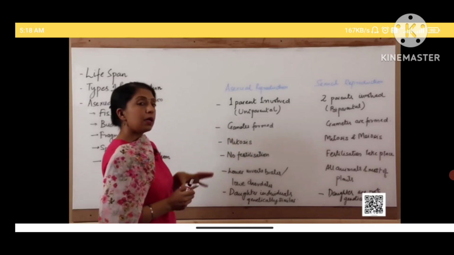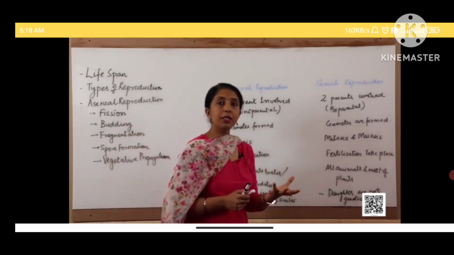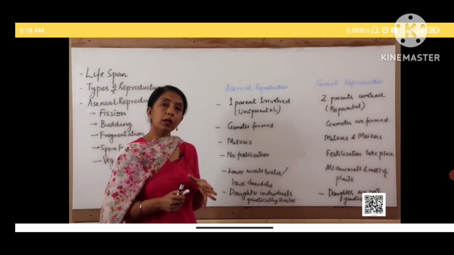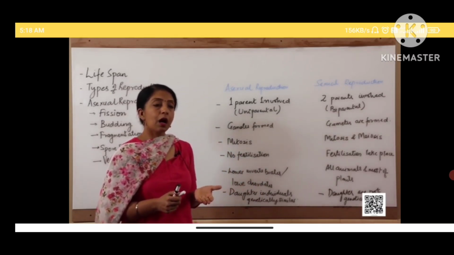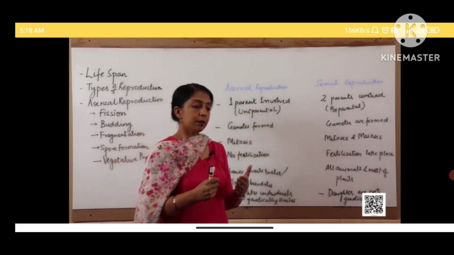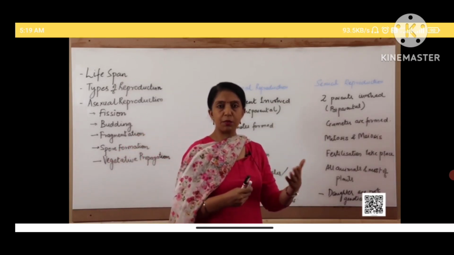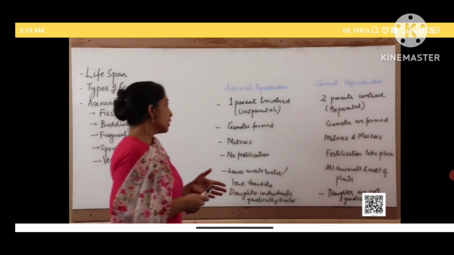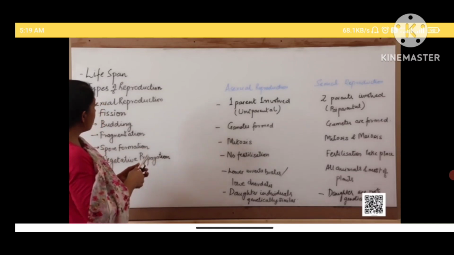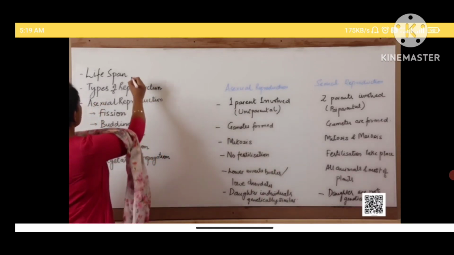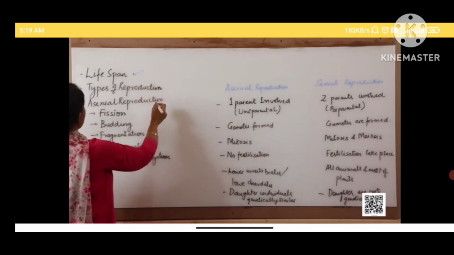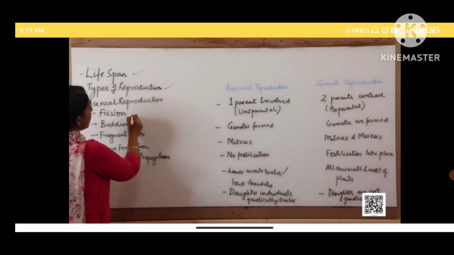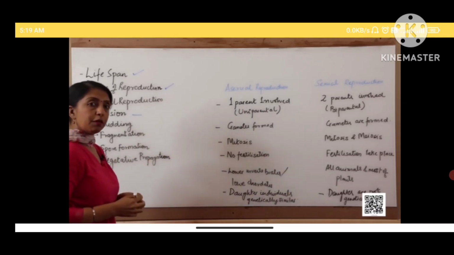Now, in the next part, we'll be discussing the various modes of asexual reproduction, how they occur in different organisms, and how they help in continuity of the species. All these things will be taken up in detail one by one. We have already covered two things, the lifespan and the types of reproduction. Now we will be taking up the first type, that is fission.